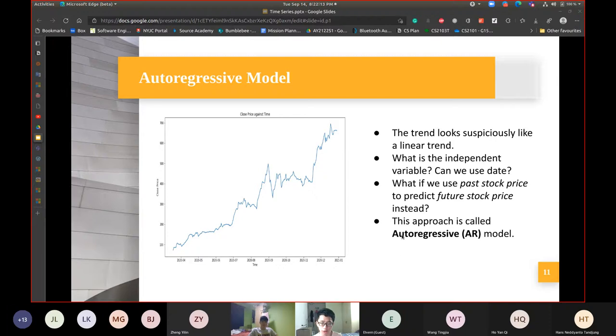The regressive part is like regression. The word auto here is to regress on itself. That's the idea here. So you regress on the past data to predict the future data.